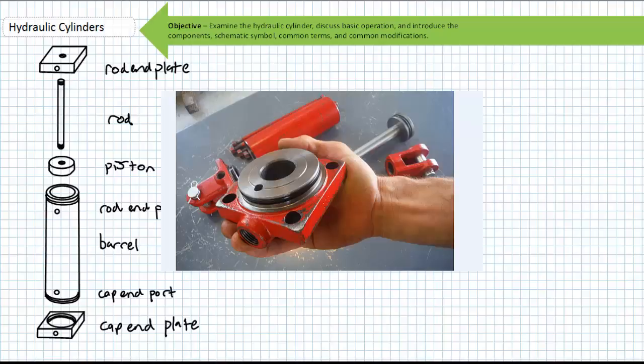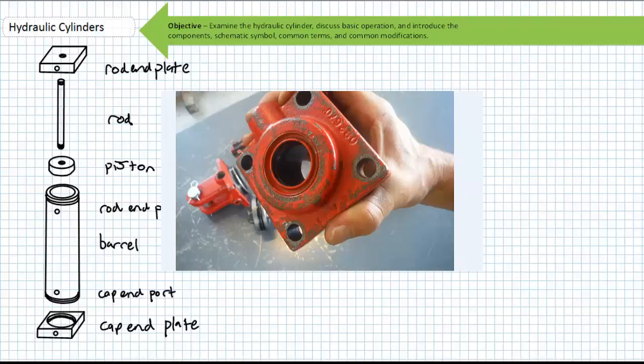With the rod removed from the rod end plate, we could take a look at the O-ring forming the static seal between the rod end plate and the barrel. Additionally, we can see the rod end port. When we flip it over, we could see the rod wiper inside the hole from which the rod extends. This is again a dynamic seal because the rod slides along the rod wiper as it extends and retracts.